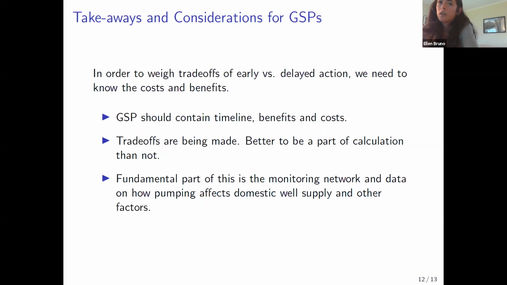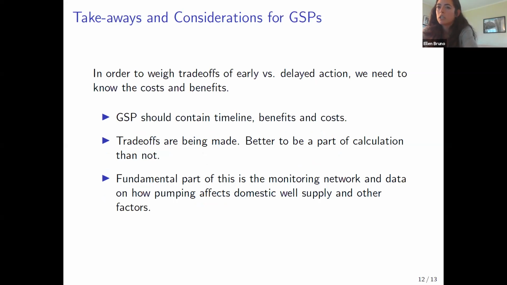So to conclude, in order to weigh the trade-offs of acting early versus delaying action, we need to know the costs and benefits associated with waiting or taking early action. The groundwater sustainability plans are required to include the benefits and costs of their management actions and a timeline. And I think these GSAs are making trade-offs all the time in the actions that they're choosing to take and the timing of those actions.